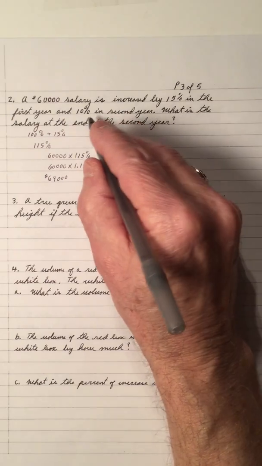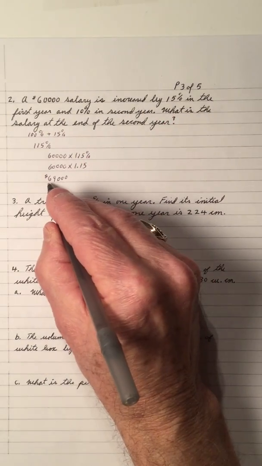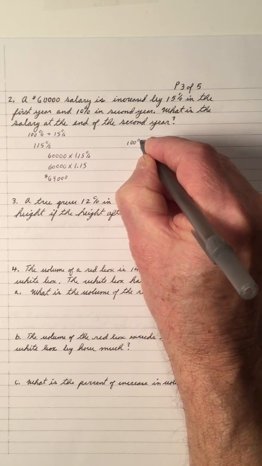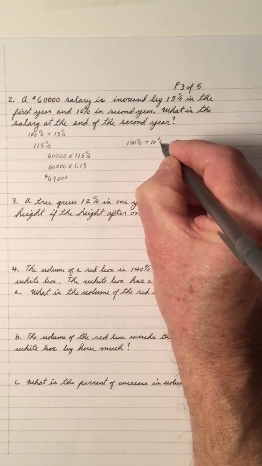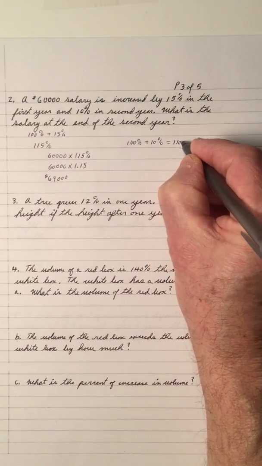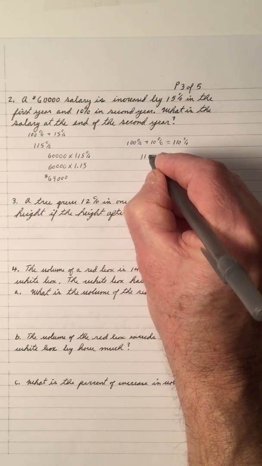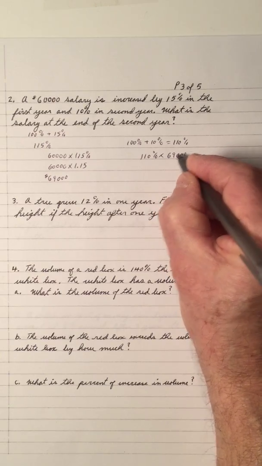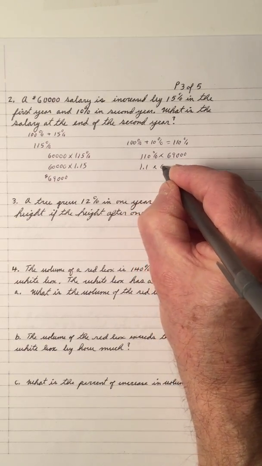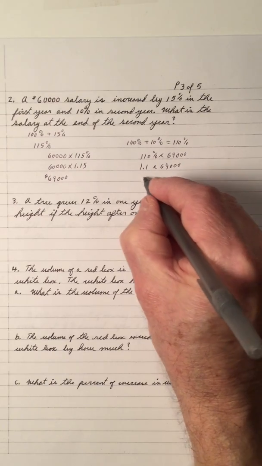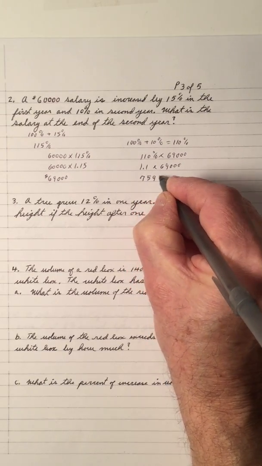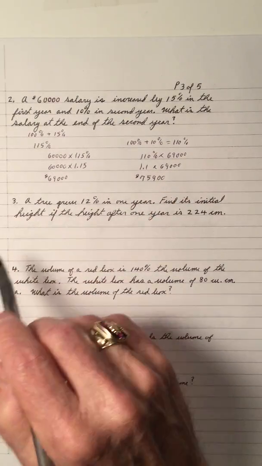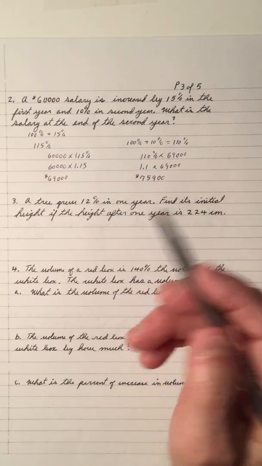So now in the next year we have a 10% increase on the 69,000. So we have 100% plus the 10%. That makes it 110%. So we take 110% times the 69,000, which is 1.1 times 69,000, we would get 75,900. So notice I'm doing the percent first and then the multiplication with the percentage after. That's a quick way to do it.